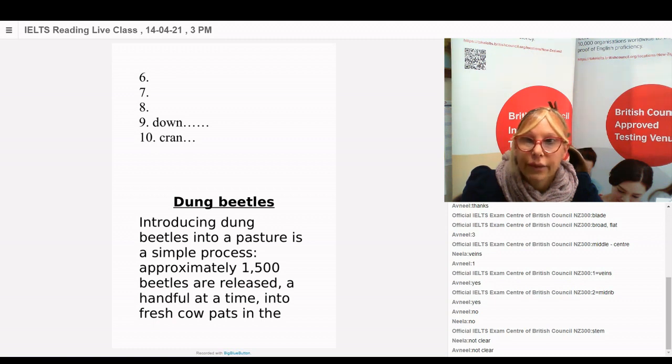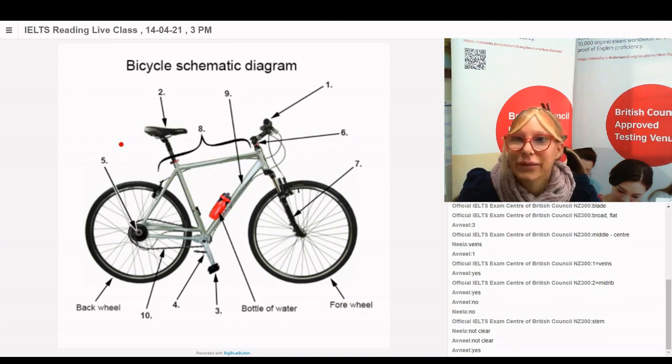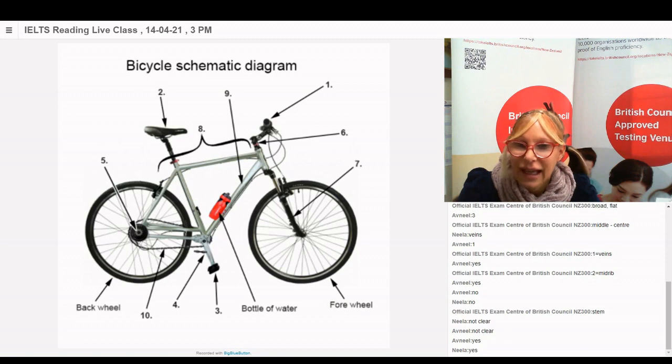Can you see that now a bit better? Can you see the bike? Yeah. Okay, that's good. That's great that we can see the bike. Now I'm just wondering where my other document's gone.